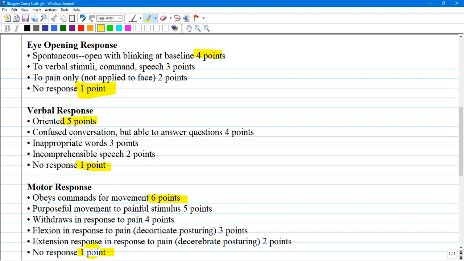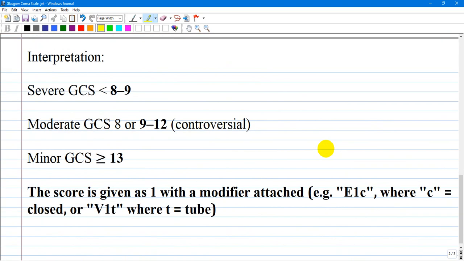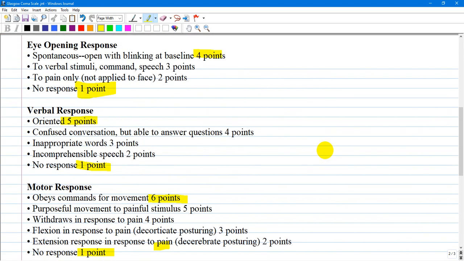Motor response, 1 point if no response. Extension in response to pain, 2 points. Flexion in response to pain, 3 points. Withdrawal in response to pain, 4 points. Purposeful movement toward painful stimuli, 5 points. And obeys commands for movement, 6 points. So we have 3 components: eye, verbal, and motor.